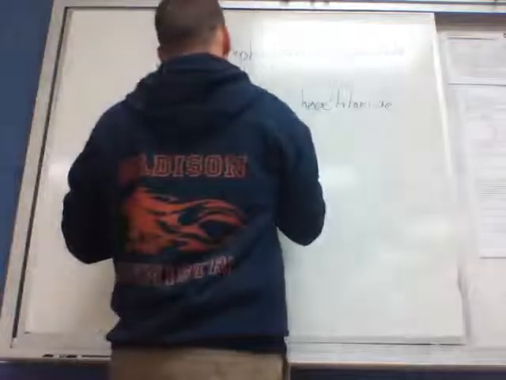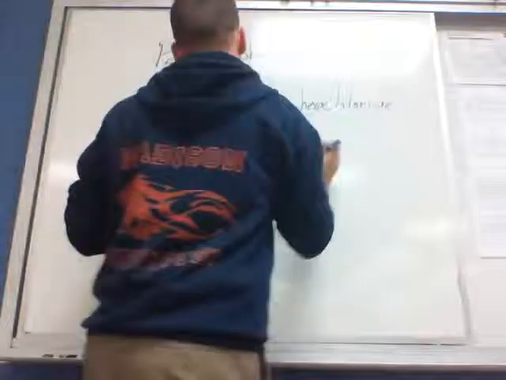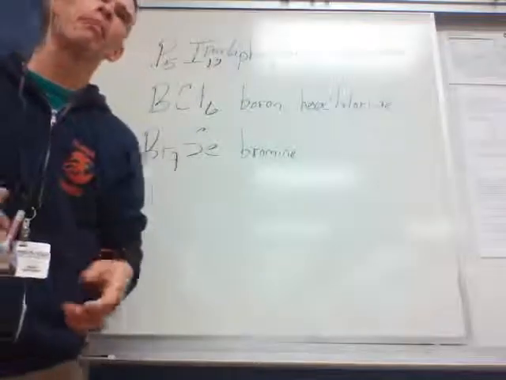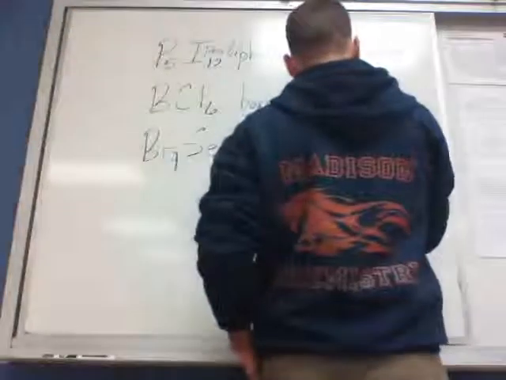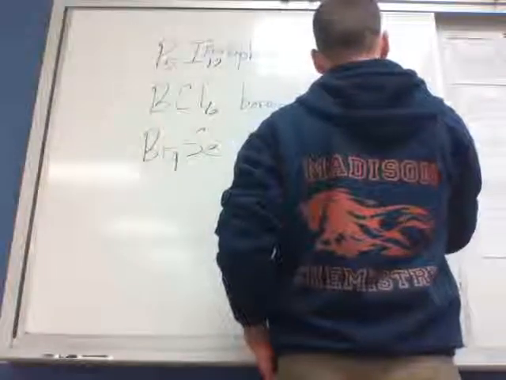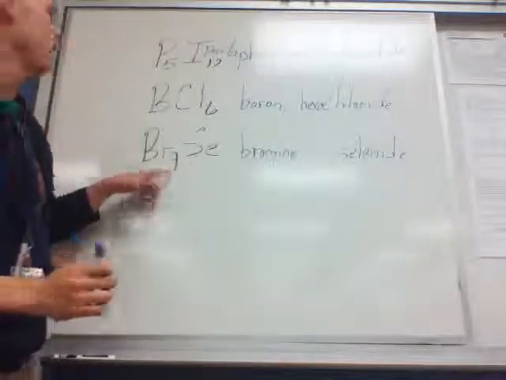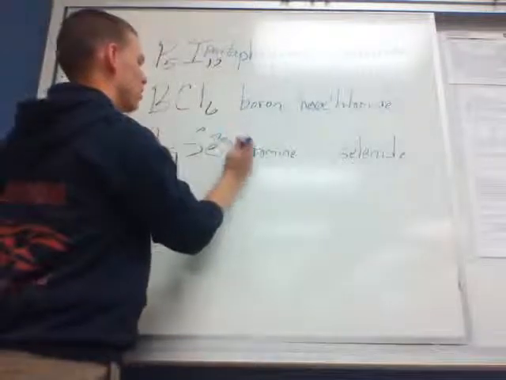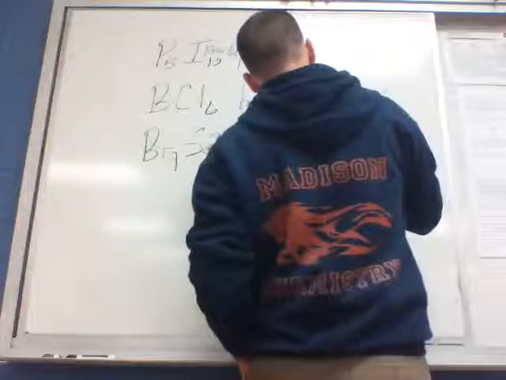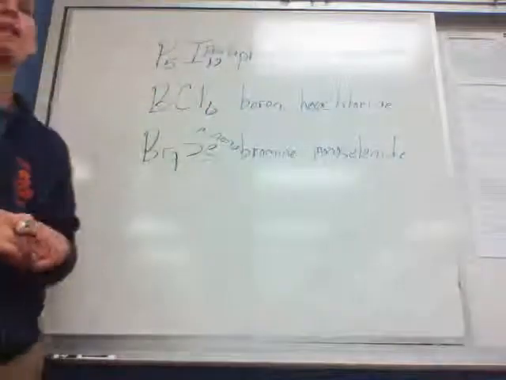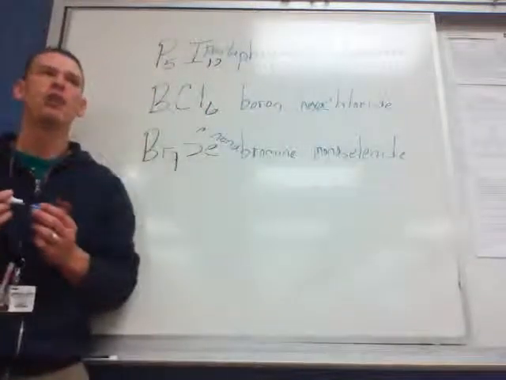Br is bromine. Se is selenium, but I'm going to call him selenide. There's 9 bromines, which is nona. And there's 1 selenium, which is mono. Nonabromine monoselenide. How'd you do?